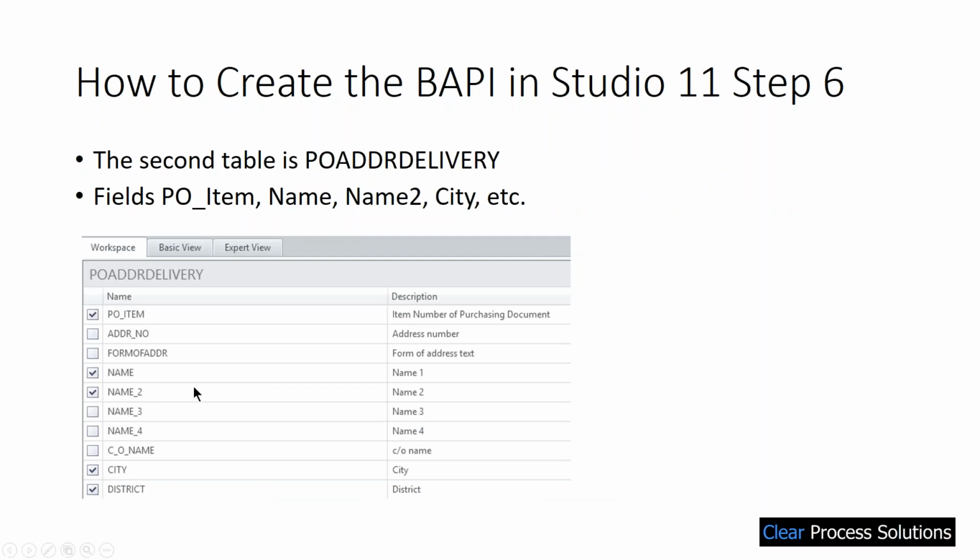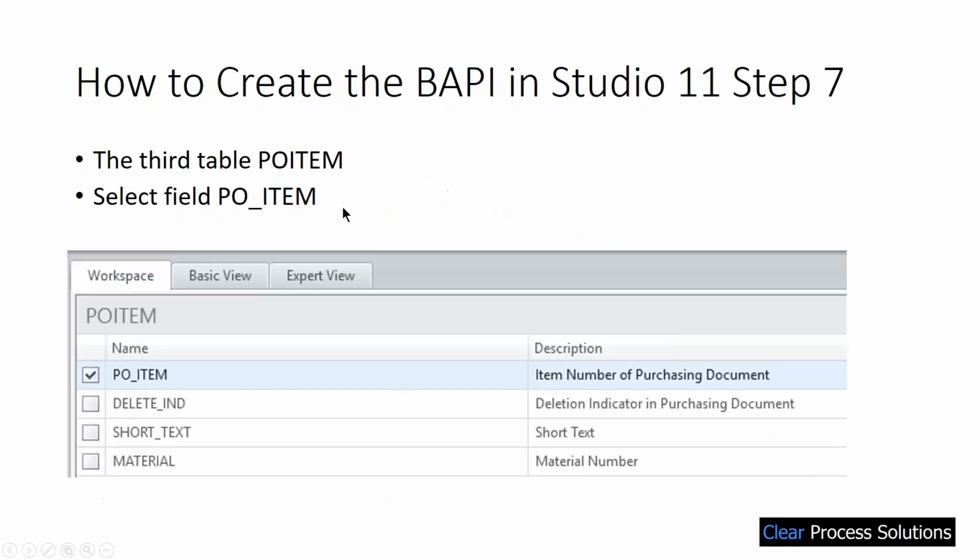So I had to create the table. I had to check the fields I wanted to use. So you just check the fields you need. I had PO item. This is the item number of the PO, which is 10, 20, 30, whatever you have. The name 2. That's where I had the attention to Justin, the city, district, and so on. You can go down through the list. Anything you need for your delivery address.